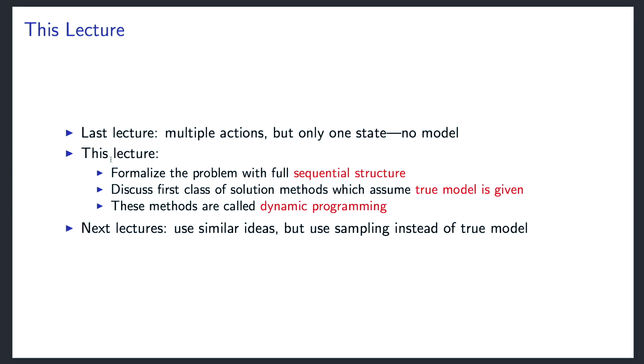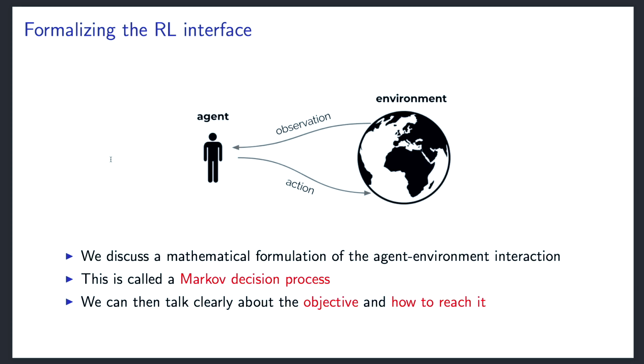So we'll formalize the interface. We did a little bit of that in the first lecture, so some of this might feel familiar, which is good because this should start to feel familiar. And essentially it means we'll discuss a mathematical formulation of the agent-environment interaction. We'll basically just formalize what all these things mean, just to have both an intuitive and a formal way to reason about these things. And we call that a Markov decision process, as discussed before. And then we can talk clearly about what the objective is for the learning algorithm, or for the agent if you will. And also how to reach that objective, how to construct solution methods. That's a part that we didn't cover in the first lecture.